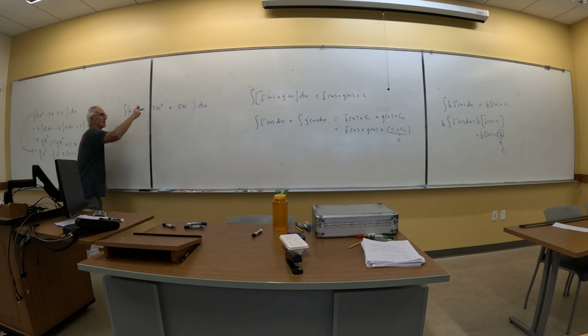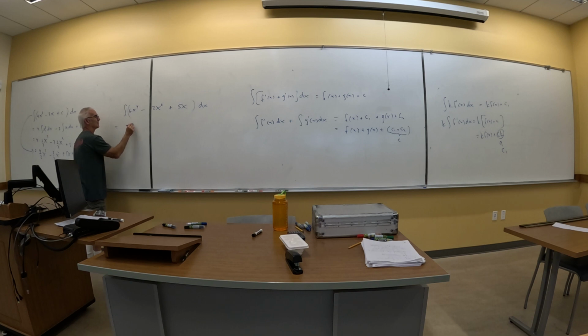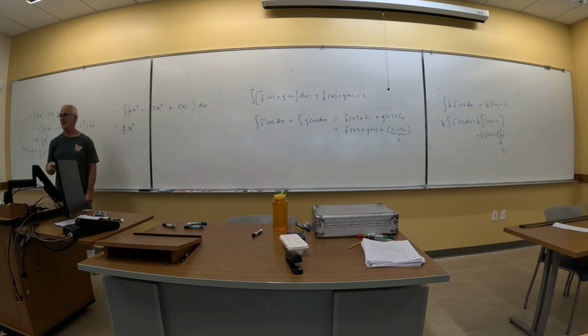I'm going to differentiate each one at a time. I'm not going to rewrite the problem as 3 integrals. But I know I have 3 things in my answer. What's the antiderivative of x to the 4th? X to the 5th times 1/5, but I already had a 6, so it's 6 times 1/5. What's that? 6/5.